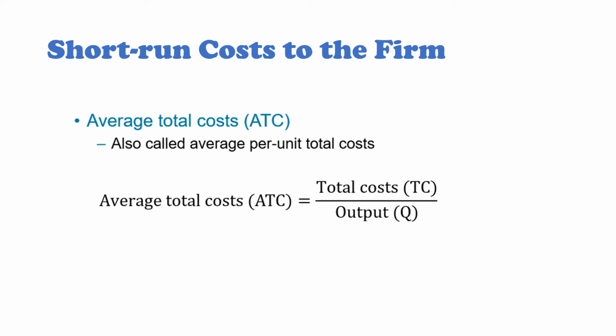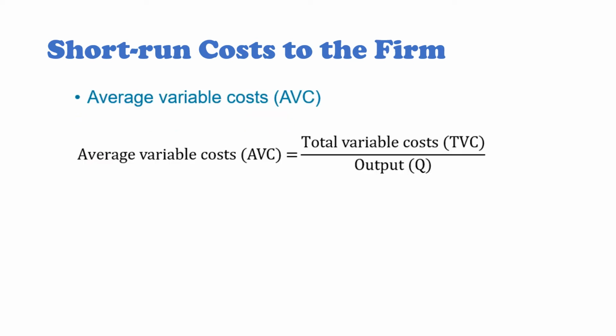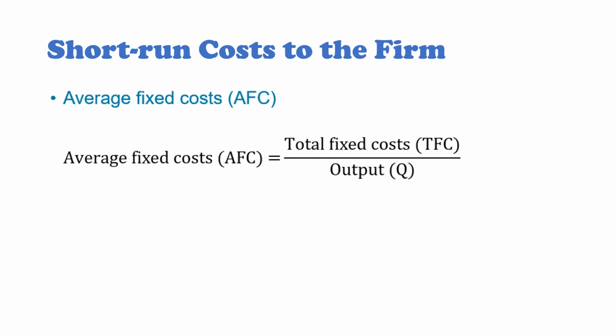So like I said earlier, anytime you see the word average, you're going to divide by the output. So the average total cost will be the total cost divided by the output. It's also called the average per unit total cost. Here you have the average variable cost. So that will be the total variable cost divided by the output. Here you have the average again. So the average fixed cost, the total fixed cost divided by output.